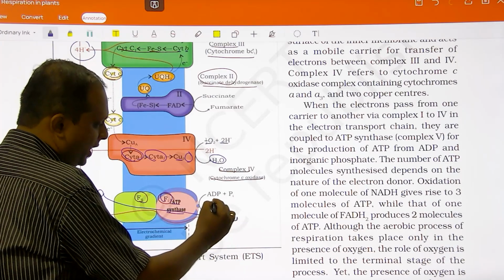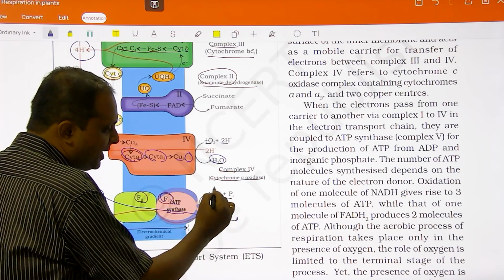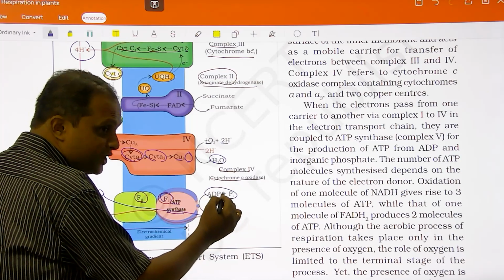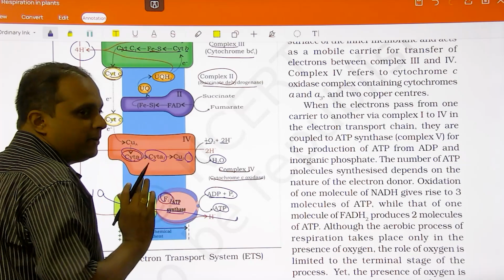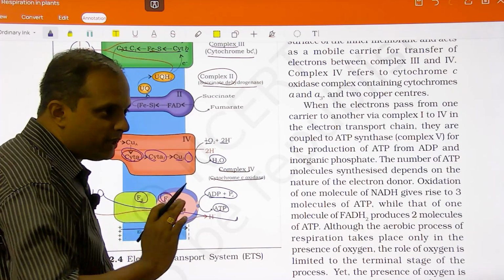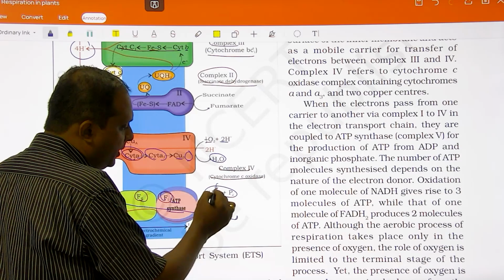இதோ கொடுத்துருக்கு பாரு, ADP plus Pi will give you ATP. What sort of chemical reaction is this? Phosphorylation. Because Pi na inorganic phosphate. What does Pi stand for? Inorganic phosphate. So this inorganic phosphate combines with ADP and forms ATP.